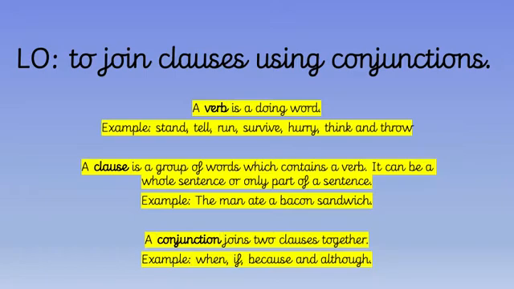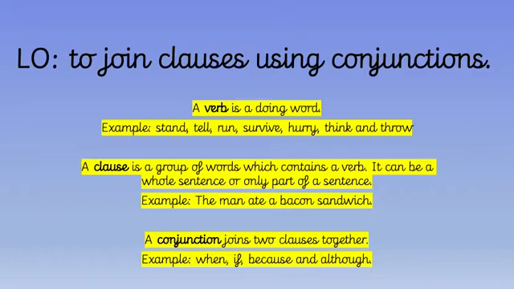A clause is a group of words which contain a verb. So this could be a whole sentence or only part of a sentence. So this whole sentence example is: the man ate a bacon sandwich. Ate is the verb, and it is a collection of words including a verb. The man ate a bacon sandwich.